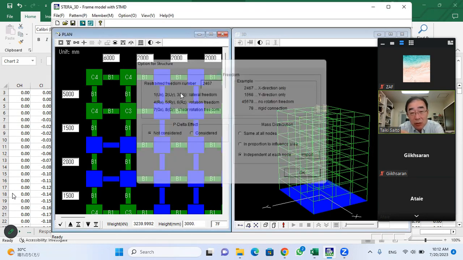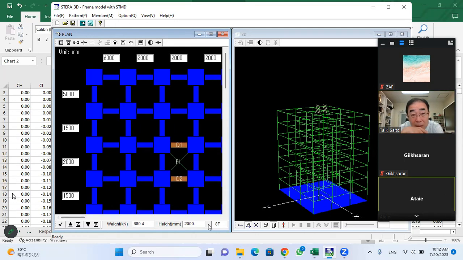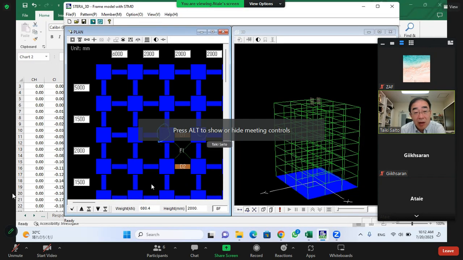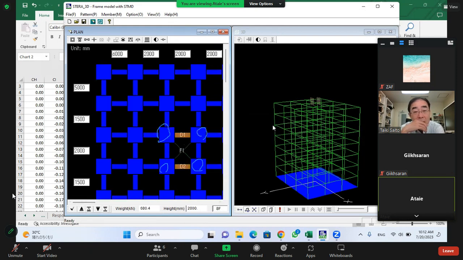And could you show where the TMD is located? The top floor. Yes, the 8th story. Is there a column under this point? No, sensei. And also, I tried another model where there is a column under these two, and the result is the same, sensei.